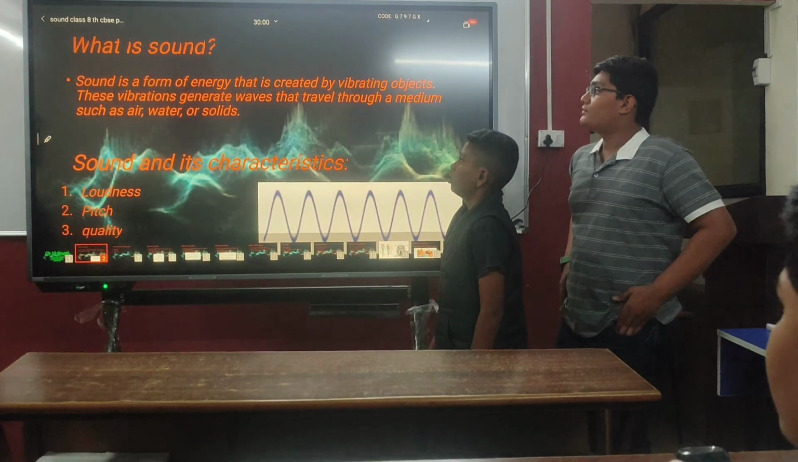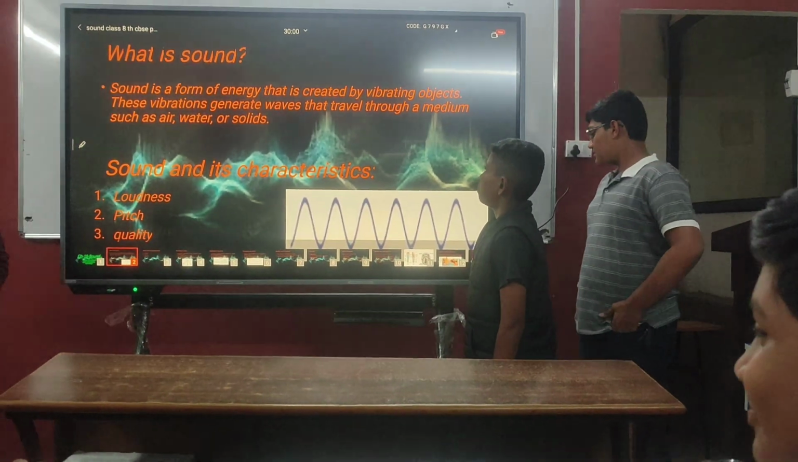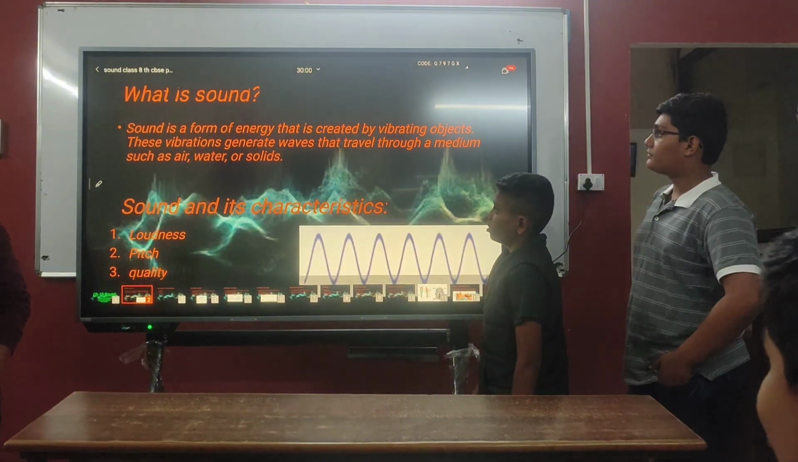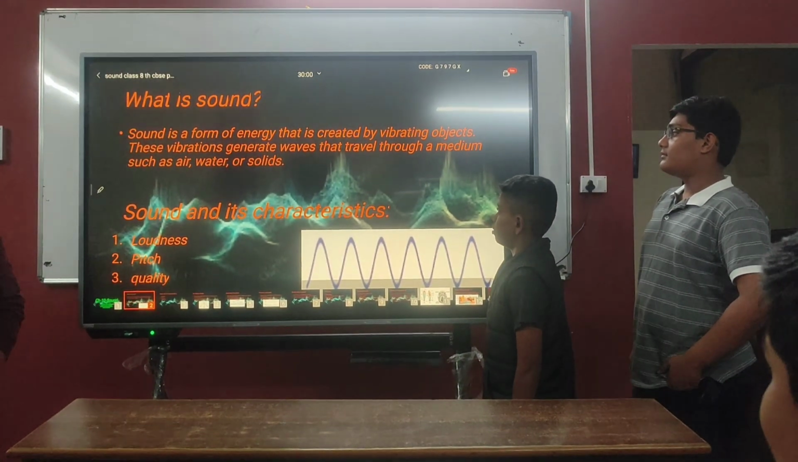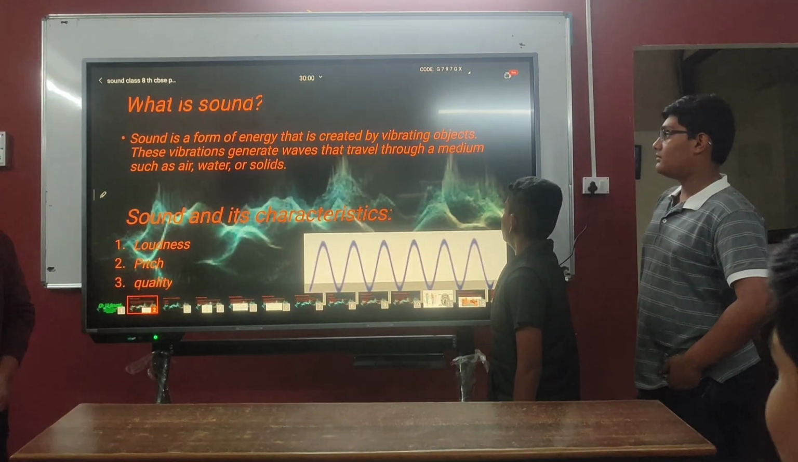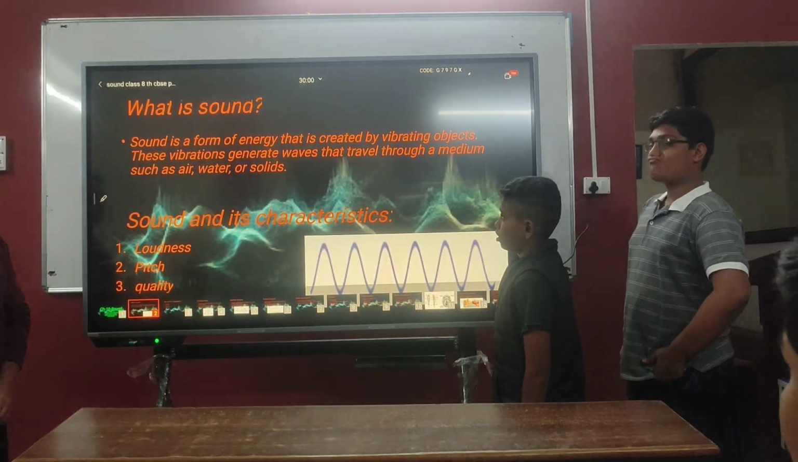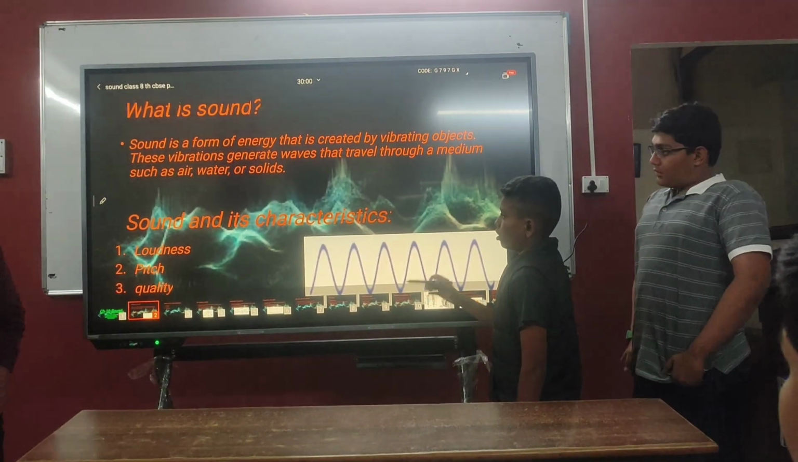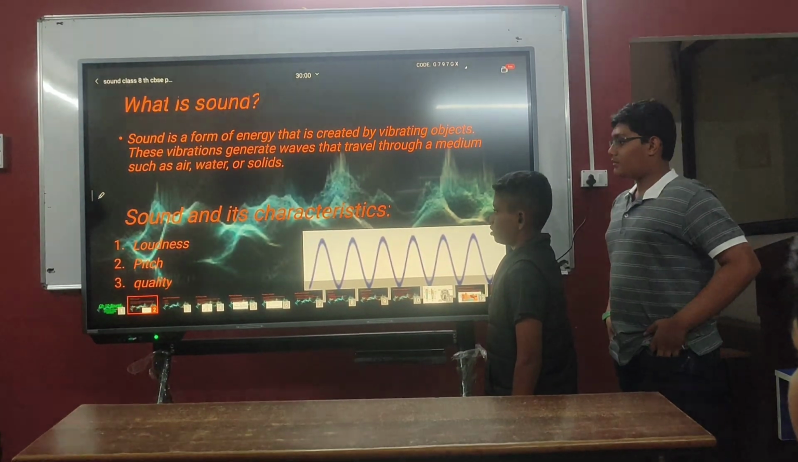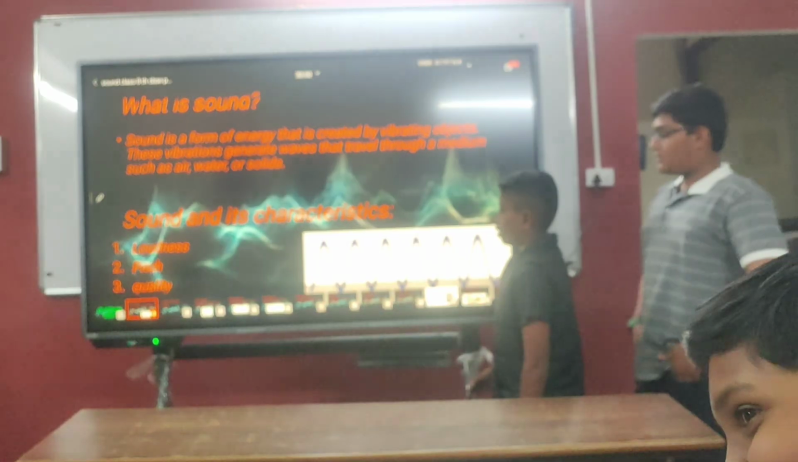Sound is a form of energy that is created by vibrating objects. These vibrations generate waves that travel through a medium such as air, water, or solid. Sound has characteristics: loudness, pitch, and quality.